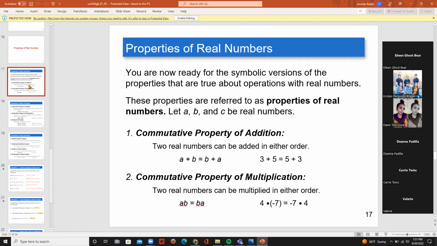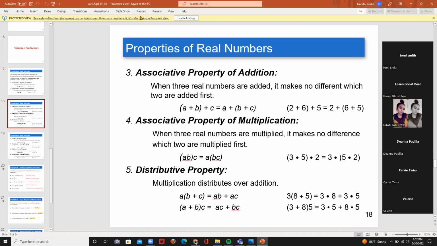So these are all kind of the rules of the game. You could add backwards and forwards or multiply backwards and forwards and get the same answer. That's the commutative property, like a commuter goes back and forth to work and to home. So we can remember it that way, commutative.